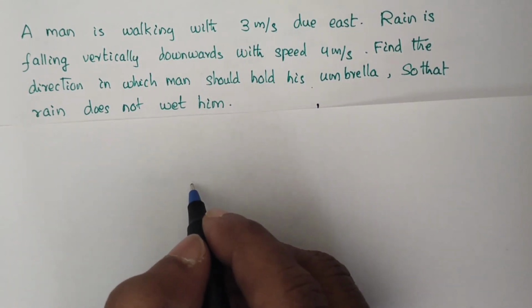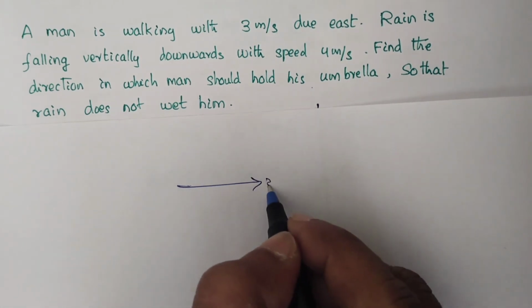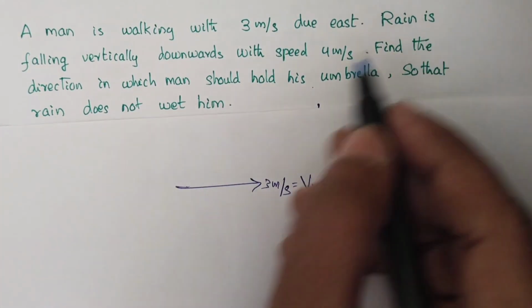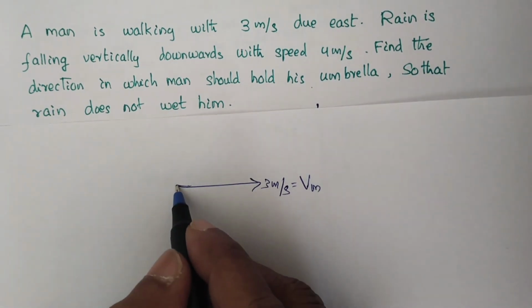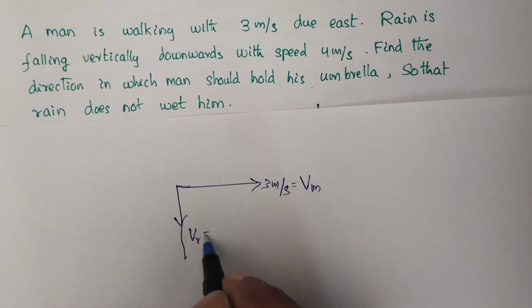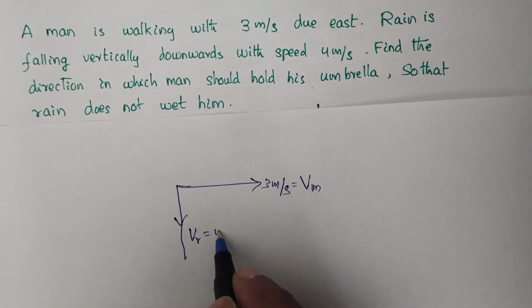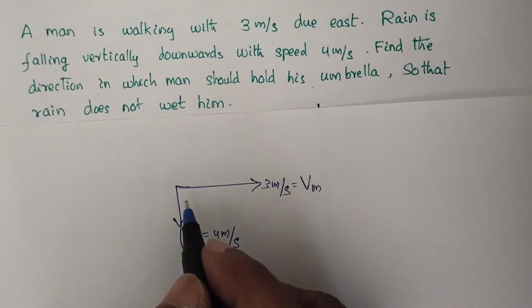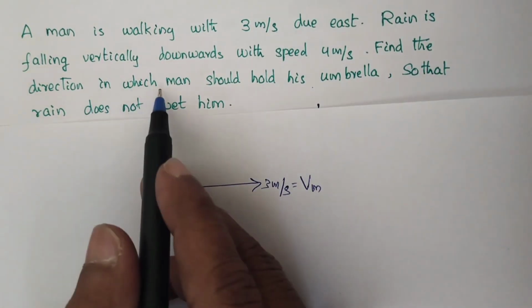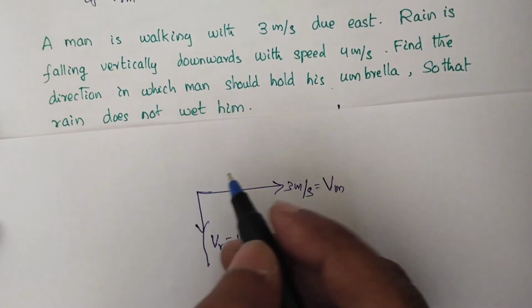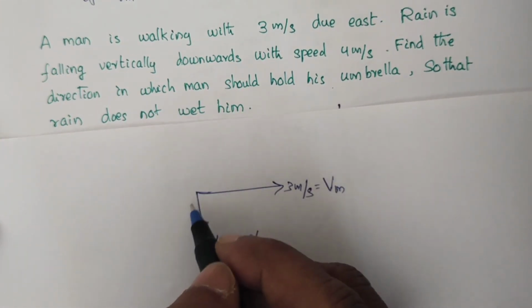The man is walking in this direction at 3 meters per second. This is the man velocity, and the rain is vertically downwards, so it is falling in this direction. The rain velocity Vr is equal to 4 meters per second downwards. Now find the direction in which the man should hold his umbrella. Direction means how much angle it is making.